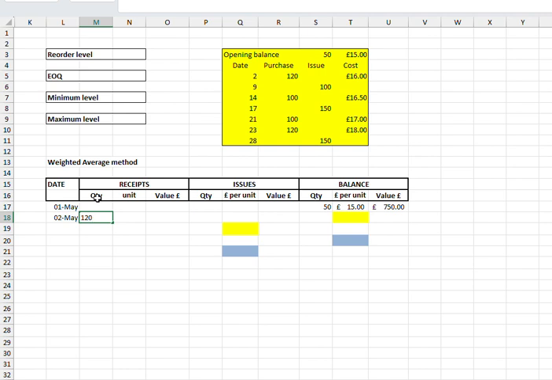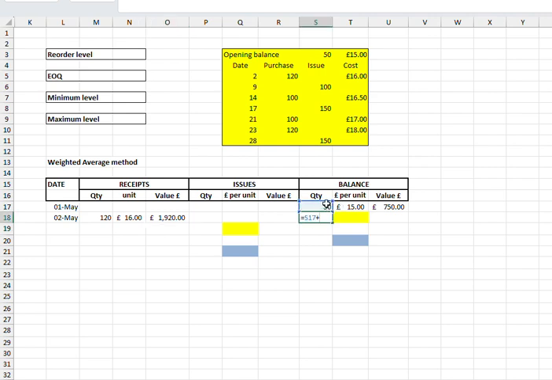Then on the 2nd of May, we are told that they purchased more. They purchased 120 at £16. So if we multiply that out, we get a total of 1920. So the difference between this one and FIFO, with FIFO you've got to keep these different purchases separate. Here we don't. We put them together, we add them together, and we get an average.